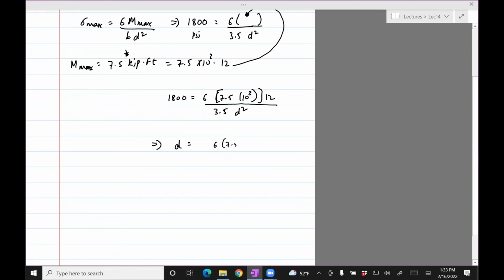6 times 7.5 times 10 cubed times 12, divided by 1800 times 3.5, and I took the square root of all this. And the answer is going to be in inches, so I took care of that in the way I set up M. So we get 9.258 inches.